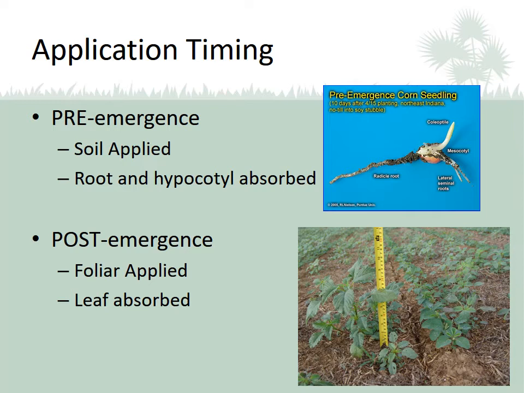Post-emergent herbicides, on the other hand, are normally foliar applied, which means you're going to spray the herbicide on the plant, on the leaves, and then the plant either absorbs it into the leaves and it affects the plant and kills it that way, or it's a contact herbicide and it actually physically burns the leaves and kills the weed in that way.